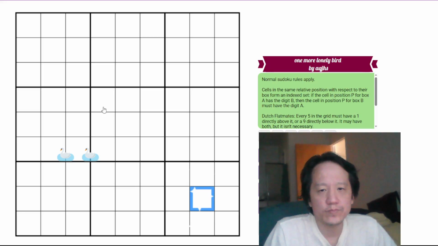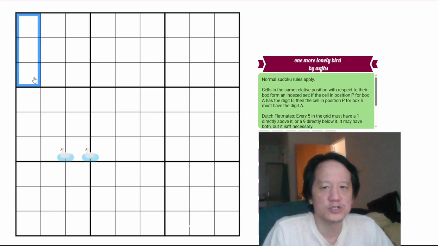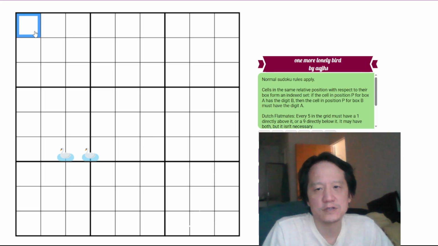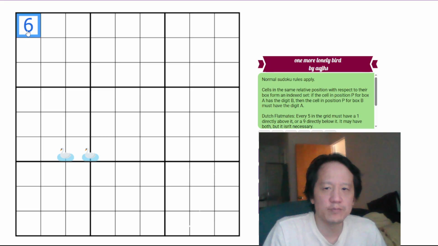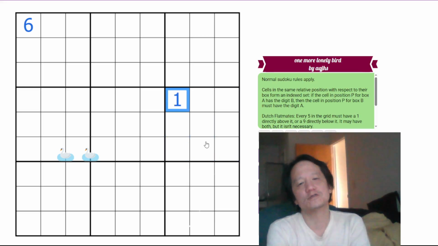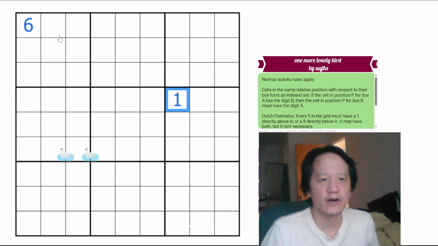So if a cell in position P for box A has a digit B, position P stays the same. For box A, so this is box 1, say it was a 6, then the cell in the same position for box 6 must have the digit 1. That's interesting. So that's an example of how it works.